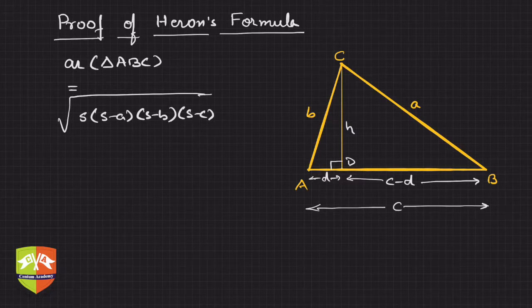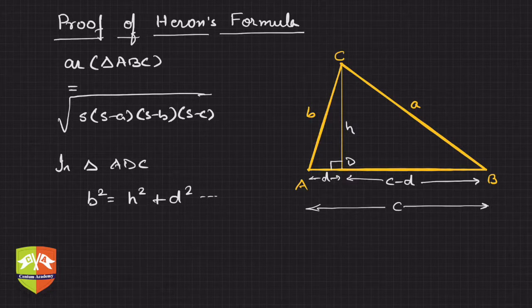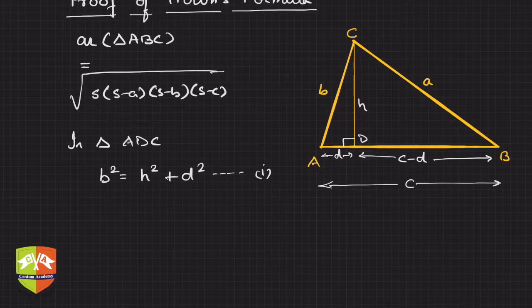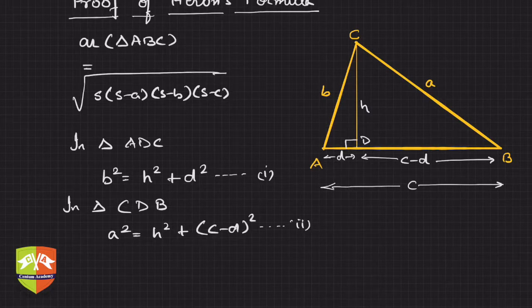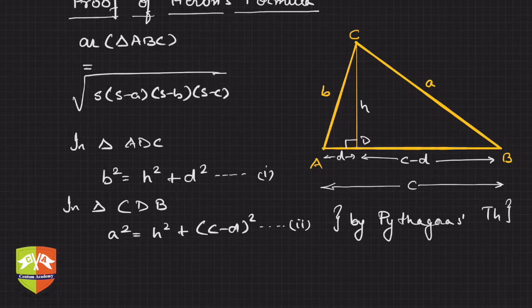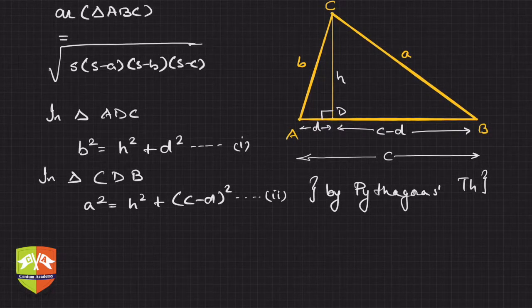So let's first take triangle ADC. What can I say? We can say B square is equal to H square plus D square, isn't it? Let us say this is 1. Then in triangle CDB, you can say A square is equal to H square plus (C minus D) whole square. This is 2, and both of these are by Pythagoras theorem, isn't it?